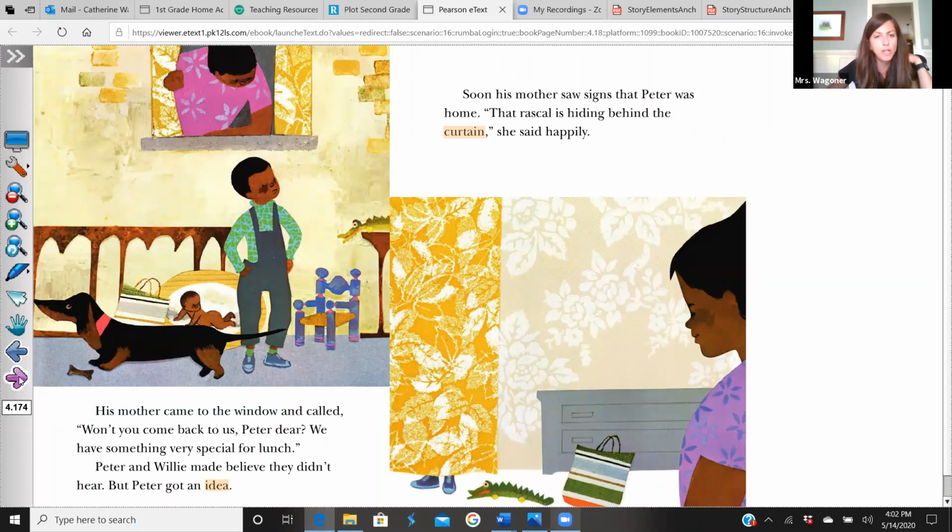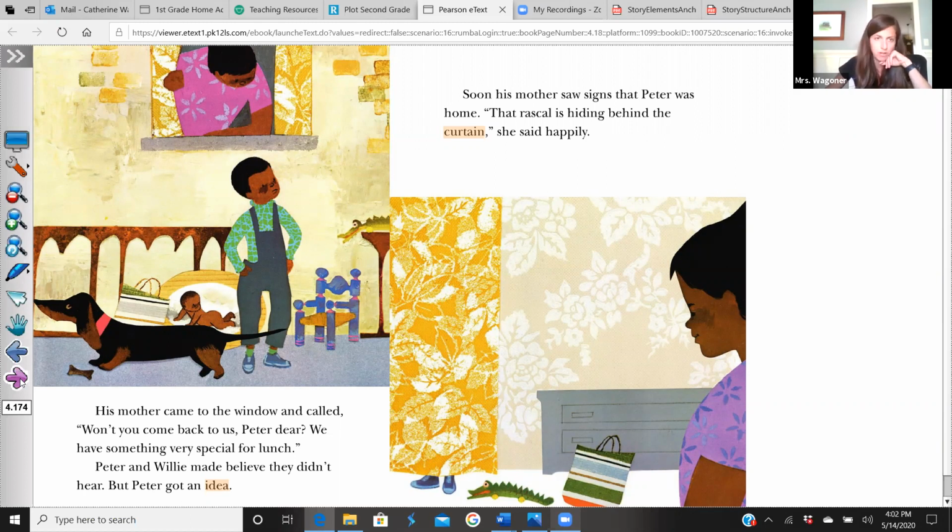His mother came to the window and called, "Won't you come back to us, Peter dear? We have something very special for lunch." Peter and Willie made believe that they didn't hear, but Peter got an idea. Soon his mother saw signs that Peter was home. "That rascal is hiding behind the curtain," she said happily.